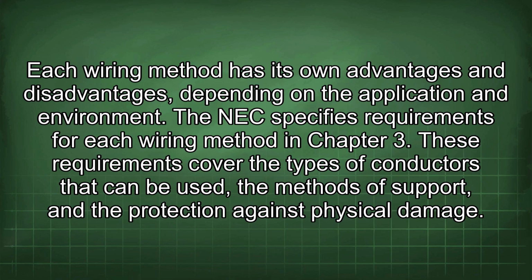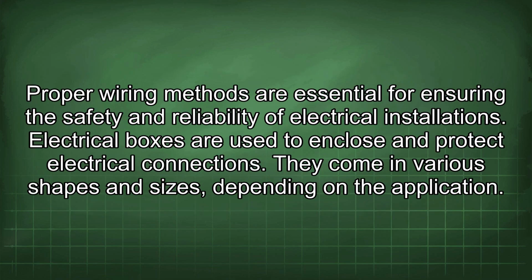The NEC specifies requirements for each wiring method in Chapter 3. These requirements cover the types of conductors that can be used, the methods of support, and the protection against physical damage. Proper wiring methods are essential for ensuring the safety and reliability of electrical installations. Electrical boxes are used to enclose and protect electrical connections.